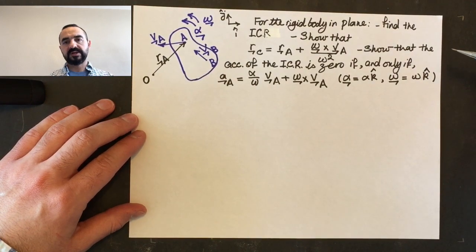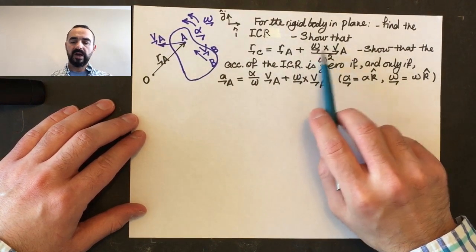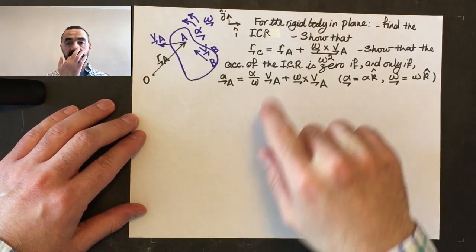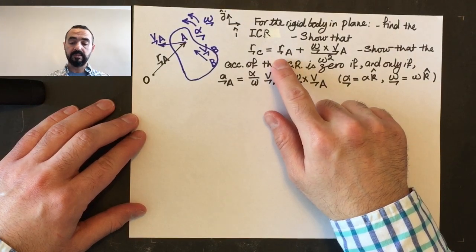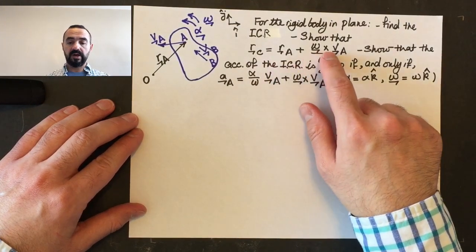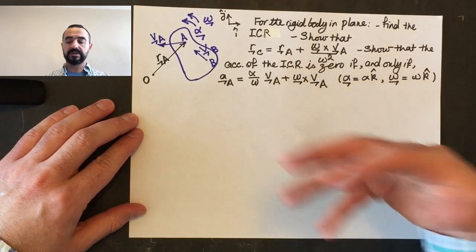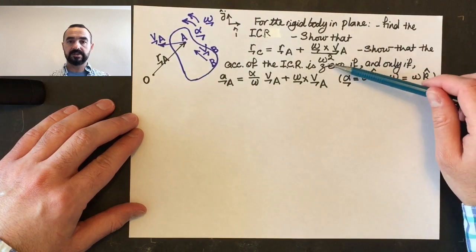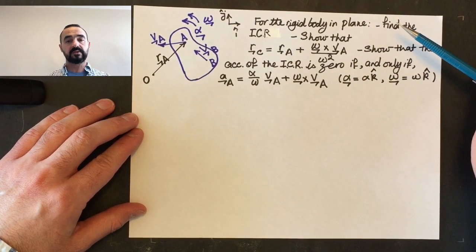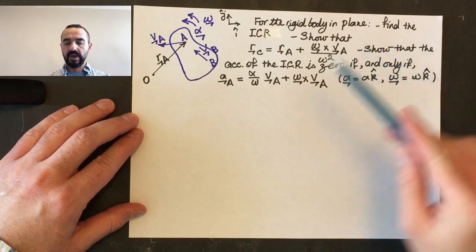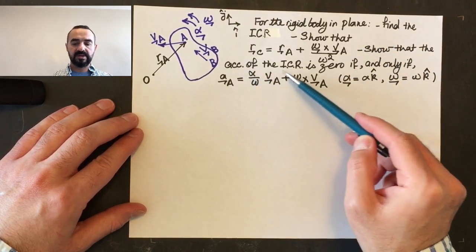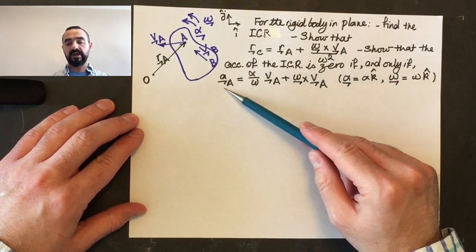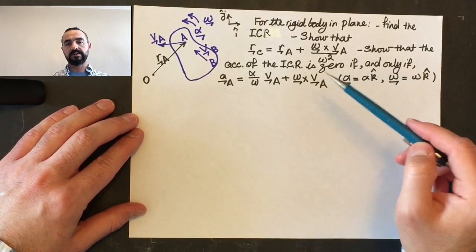And then once we find instantaneous center of rotation, we are being asked to show that the position vector of C, the point we find as instantaneous center of rotation, is equal to the position of A plus omega cross VA over omega squared. When we drop the under arrow, that shows the magnitude of the vector. Omega squared is the magnitude of omega squared. And then show that the acceleration of the instantaneous center of rotation is 0 if and only if the acceleration of A is equal to this expression.